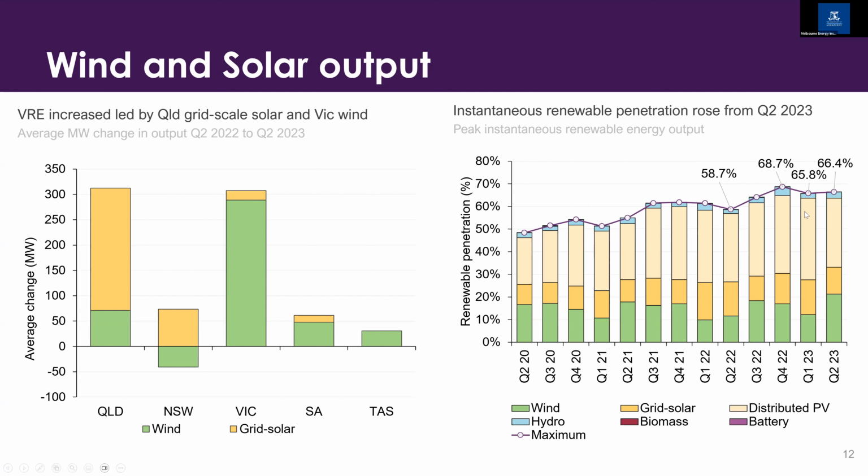As a fuel source, wind by itself hit an instantaneous record several times during the quarter, and has since surpassed it in July. And also wind and grid scale solar combined hit an all-time record. Okay, and that's it for the NEM generation section. I'm happy to take some questions.